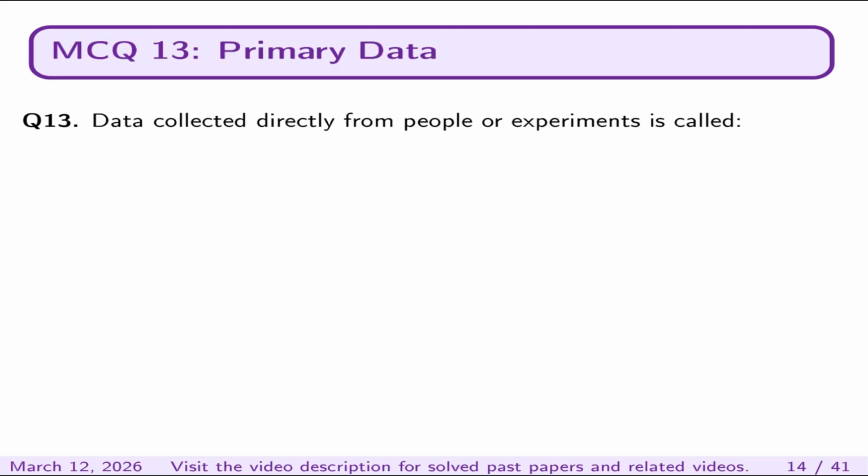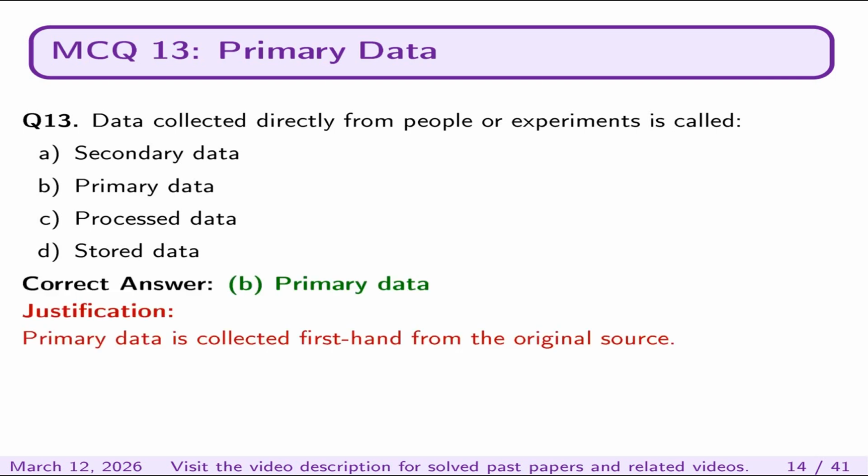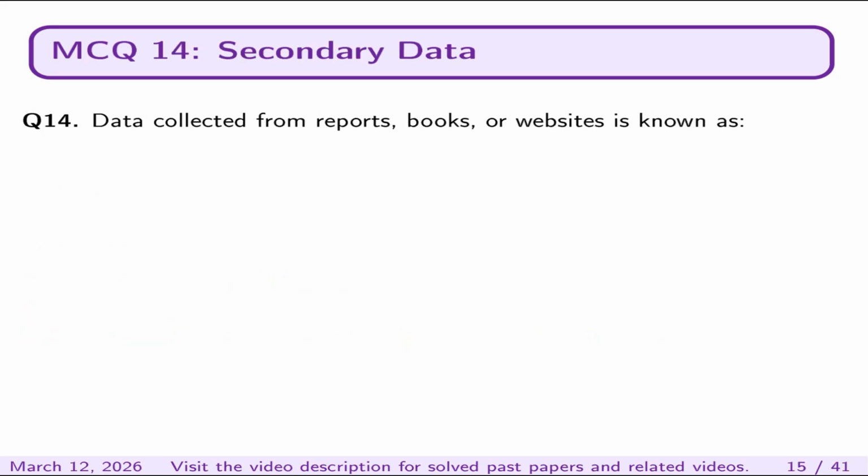Question number 13. Data collected directly from people or experiments is called secondary data, primary data, processed data, stored data. The correct option is primary data, because primary data is collected first-hand from the original source.